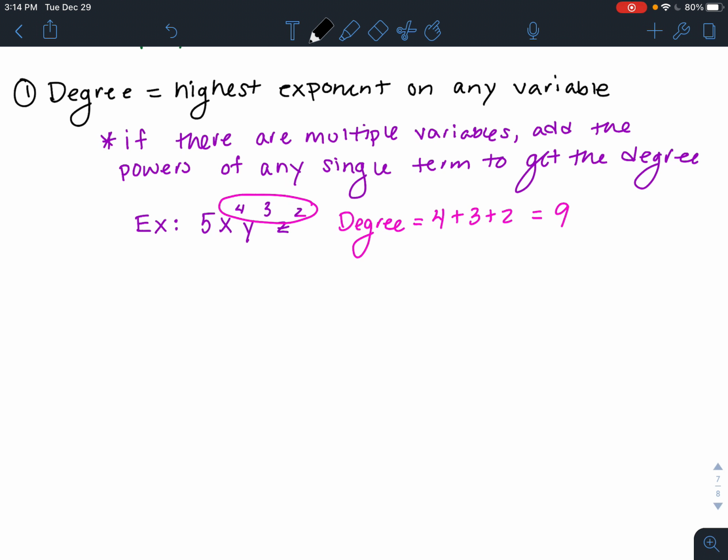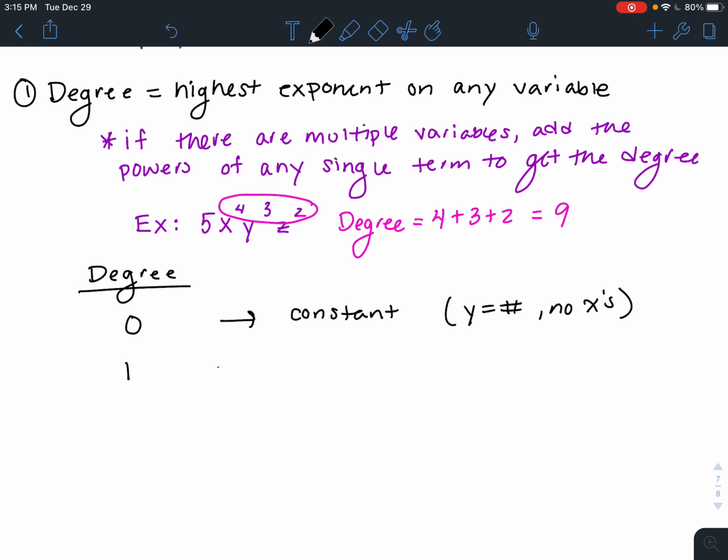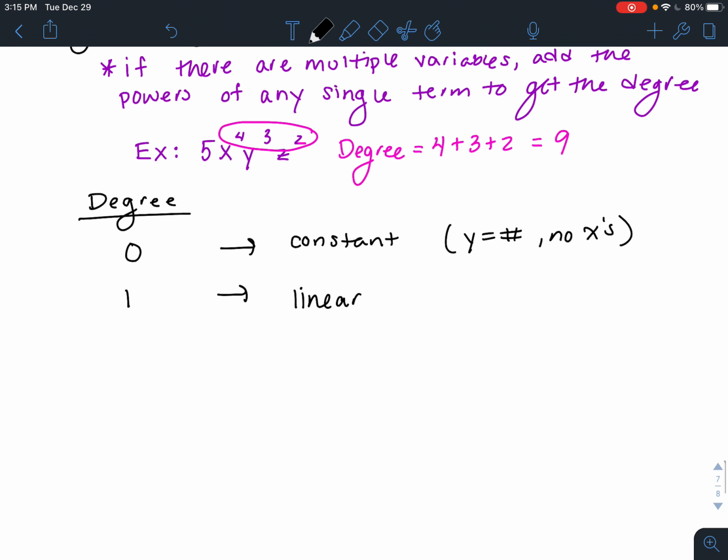So we have different vocabulary words for different degrees. If we have a 0 degree, we call that a constant. That's just a number, like y equals a number. There are no x's in our problem. If we have a first degree, we call that linear. So that would be something like 2x plus 1. My opening parentheses are always so bad. Okay. Second degree, we call a quadratic.